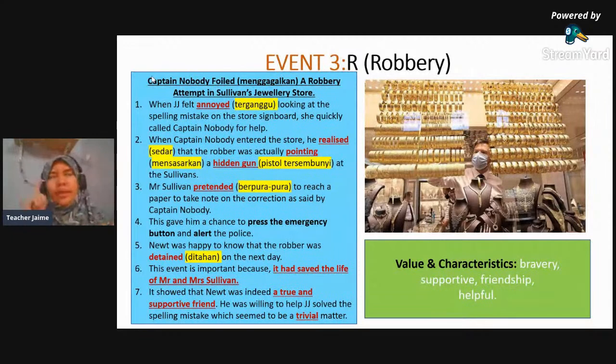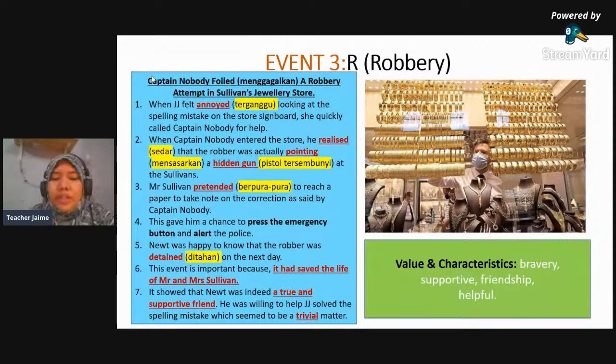Okay, so remember number 1, JJ felt annoyed, then asked for help from Captain Nobody. When they entered the jewellery store, he realized that the robber was actually pointing a hidden gun at the Sullivans. Mr. Sullivan pretended, berpura-pura, to reach for a paper to take note of the correction as said by Captain Nobody. This gave him a chance to press the emergency button and alert the police. Newt was happy to know that the robber was detained, ditahan, the next day.